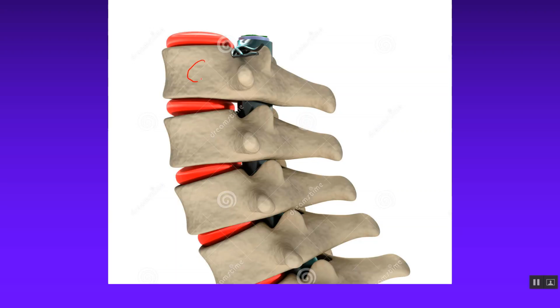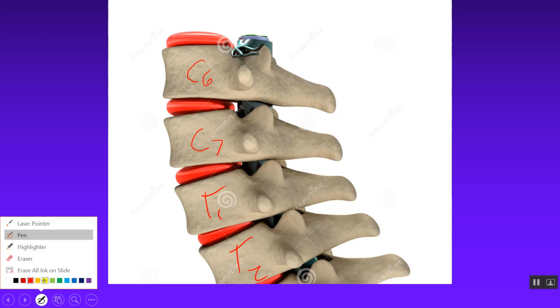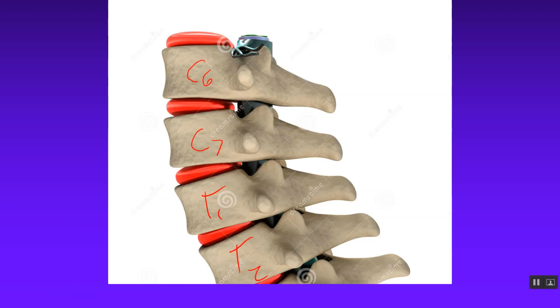So, well, we can stick with C6 then. C7, T1, T2. All right, thank you. Let's go to, all right, so let's say that the nerve here at C6 exits above, right? Coming out above. Same with C7.